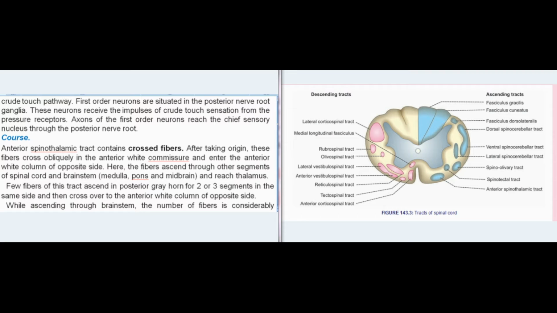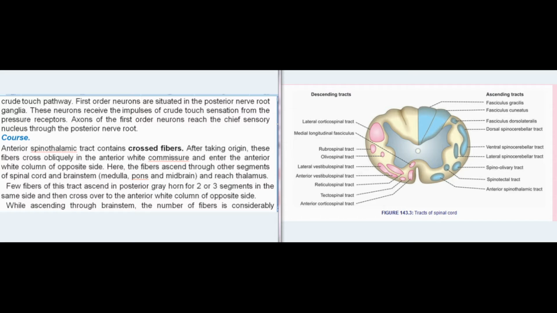First-order neurons are situated in the posterior nerve root ganglia. These neurons receive the impulses of crude touch sensation from the pressure receptors. Axons of the first-order neurons reach the chief sensory nucleus through the posterior nerve root. Course. The anterior spinothalamic tract contains crossed fibers. After taking origin, these fibers cross obliquely in the anterior white commissure and enter the anterior white column of the opposite side. Here, the fibers ascend through other segments of the spinal cord and brain stem, medulla, pons, and midbrain, and reach the thalamus.